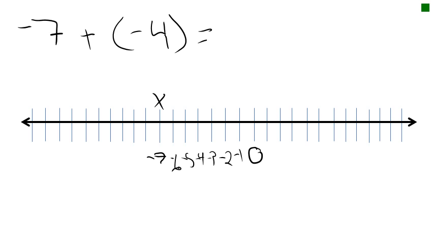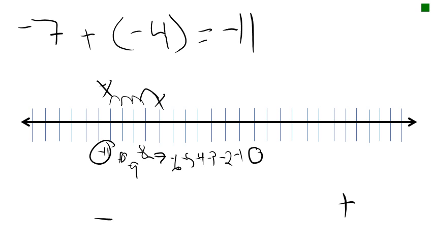What do you do when you have a negative integer and you're adding a negative integer? Well, you're adding a negative. Remember, our negative is on the left, positive is on the right. So if you're on the negative and you're going to add a negative, you're going to go farther left, farther to the negative side. So we have 4 spots. We're going to go 1, 2, 3, 4. So that would end up being negative 11. 8, 9, 10, 11. So we end up with negative 11.